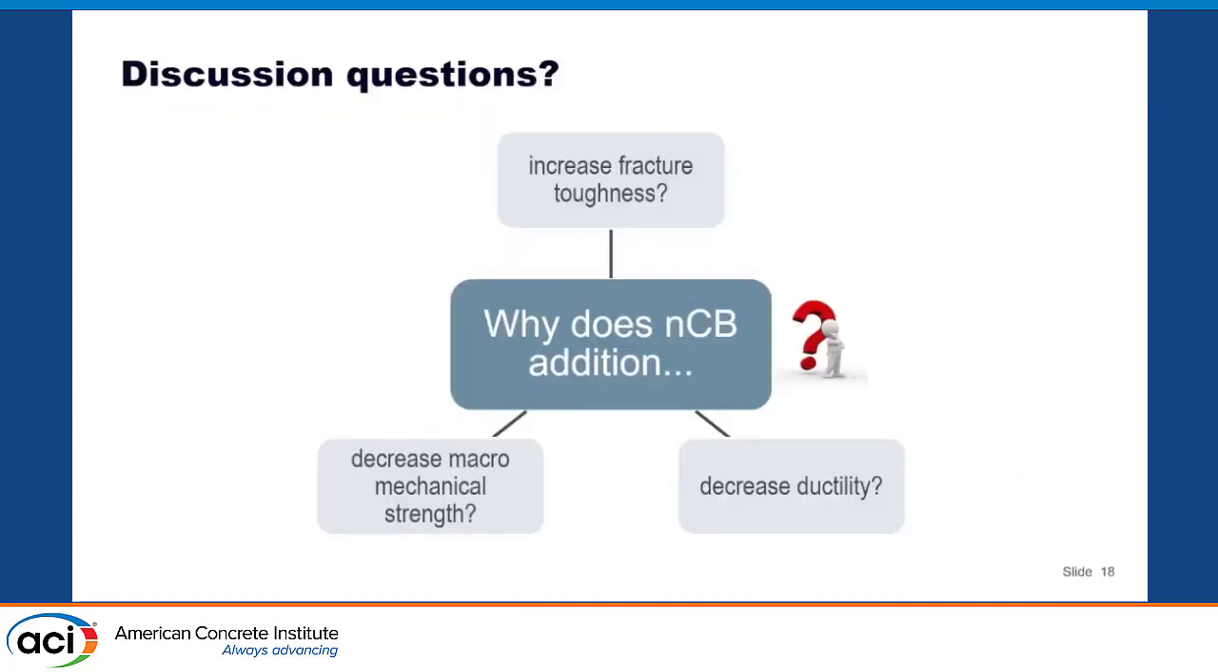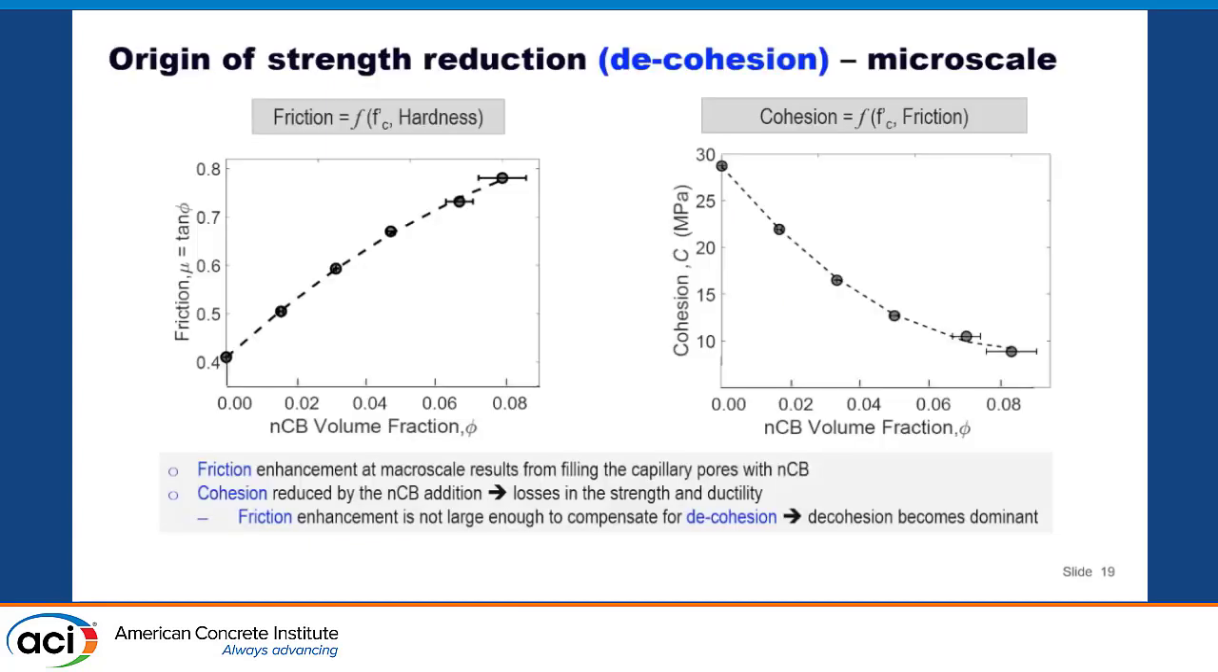So, discussion question. Now we need to understand why the addition of nanocarbon black in ultra-high performance concrete leads to increased fracture toughness, decreased macromechanical strength, compressive strength and tensile strength, and decreased ductility. To go through this, we estimated the cohesion and the friction coefficient, the two parameters that represent the quality of the strength of the material. How can we estimate the friction coefficient? We can estimate it according to Franz and co-workers by a relationship between compressive strength and hardness. And we can estimate the cohesion from the relationship between compressive strength and the friction coefficient.